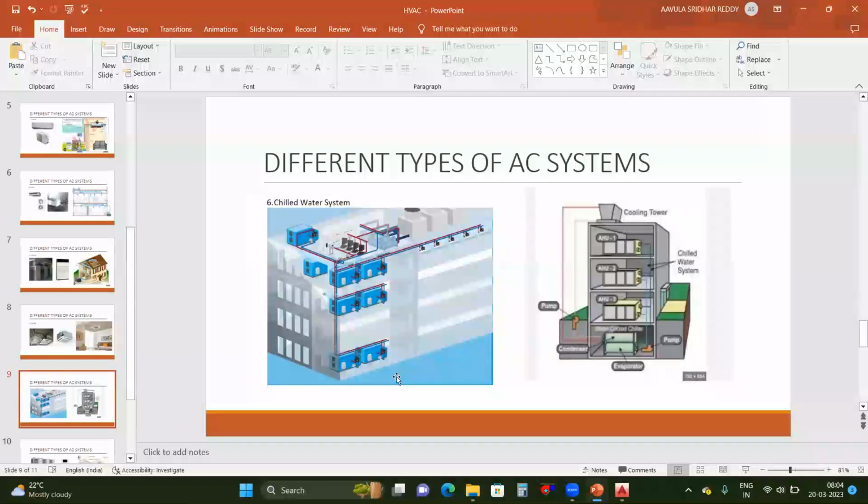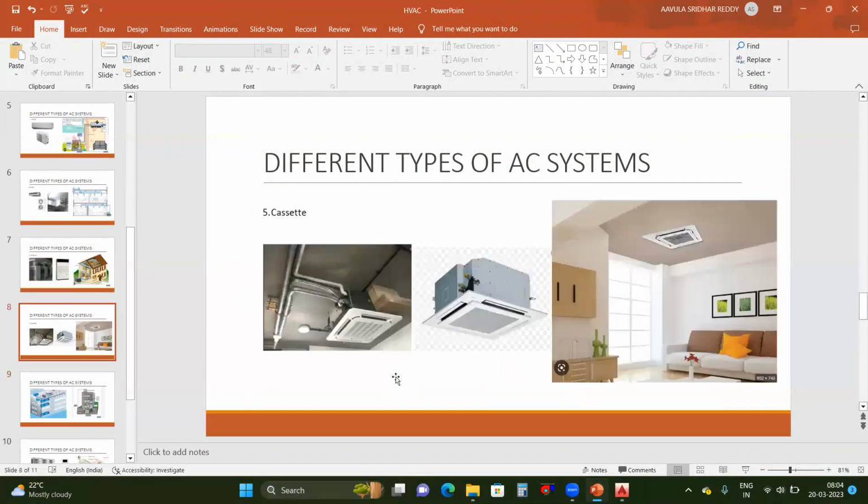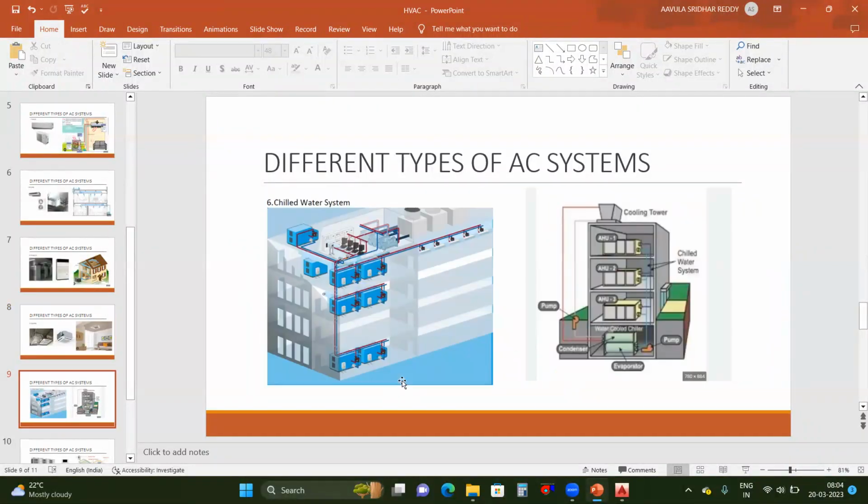Okay, next one is the chilled water system. Till here we have seen the concept of one indoor and one outdoor unit. That concept we call a DX system. Remember this name, very important. Direct expansion system. When we are taking one indoor unit and one outdoor unit, that we call a direct expansion system. And next one is the chilled water system.